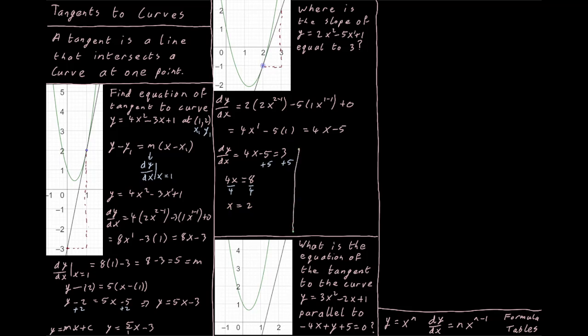Now, if I'm asked for where something is, I need to give its coordinates, so I need to give its y value as well. So I need to go back to my curve, and I need to sub in that value of x and find my value of y. So I sub that in, and I work that down. I can put that into my calculator, and I will get out my answer of -1.